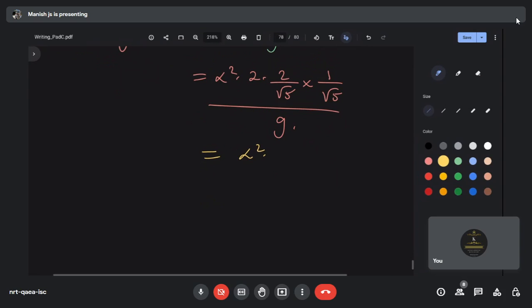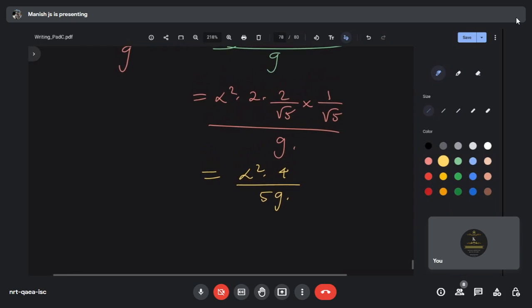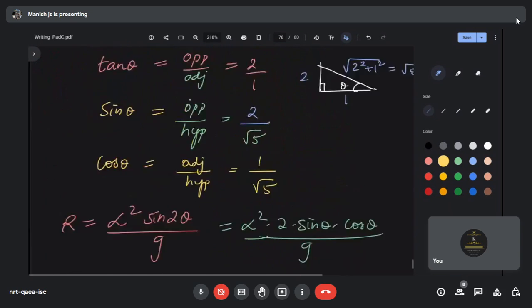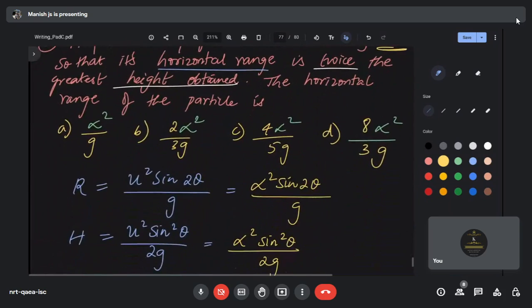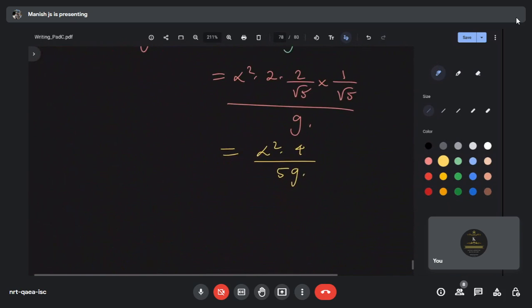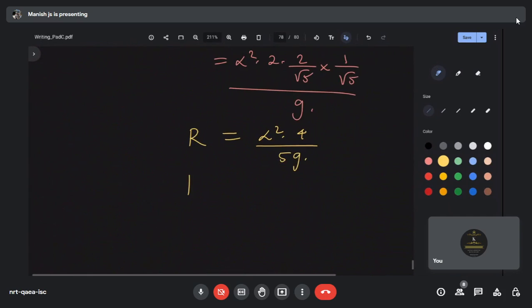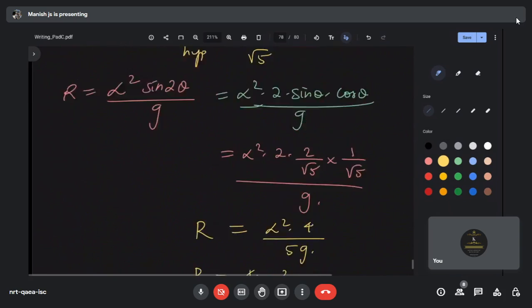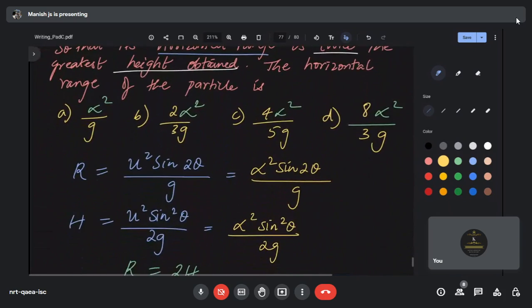So alpha square into 4 by 5g. Sir, can we take g as 10? Why are you taking g as 10? In the options they have given in terms of g, so why substitute g? Okay, sir. So what is the answer? R is equal to 4 alpha square by 5g. Yes, 4 alpha square by 5g. So which option is correct? Option C, sir. Yes, Option C. Understood? How to approach this question? Is it clear?